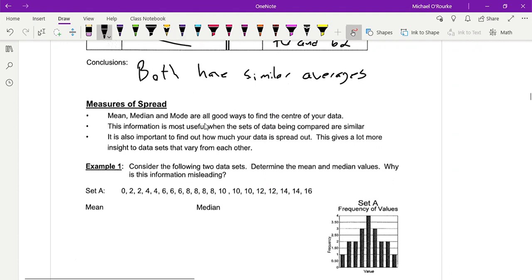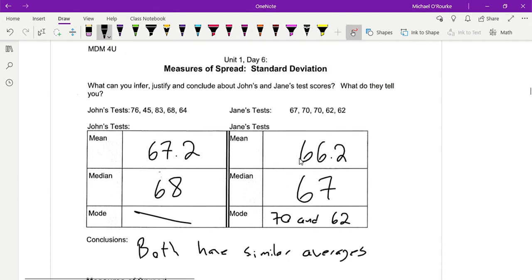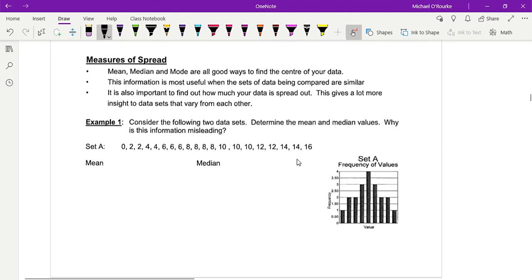Mean, median, mode are good ways to find the center of data, but it's inconclusive, right? This information is important to find out how spread out the information is. Like, this tells you an average, but it doesn't tell you the spread, correct? Of what's happening, what really is happening. Okay? So for example 2, consider the 2 data points and calculate the mean and median of these 2.